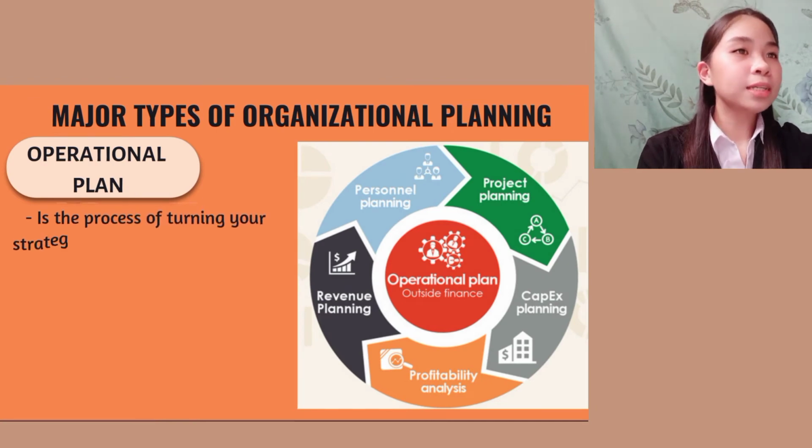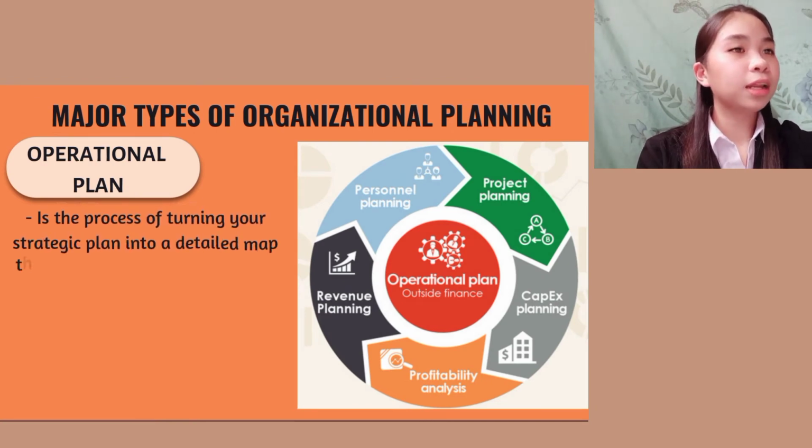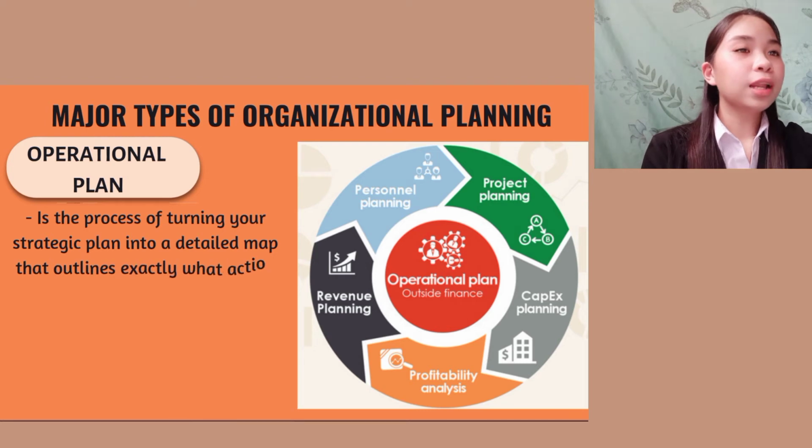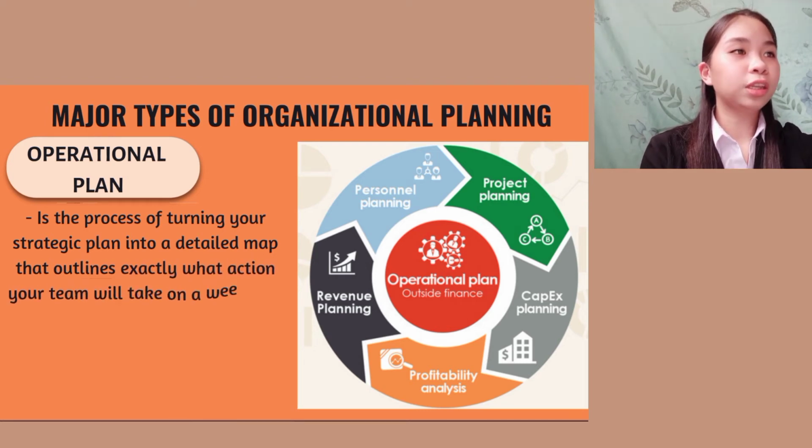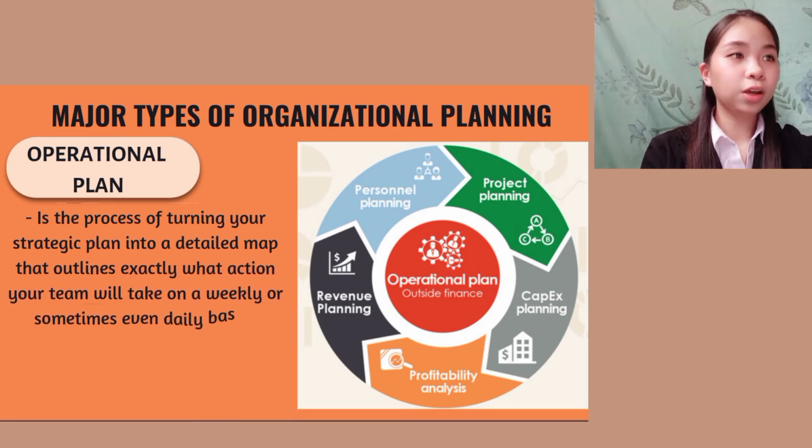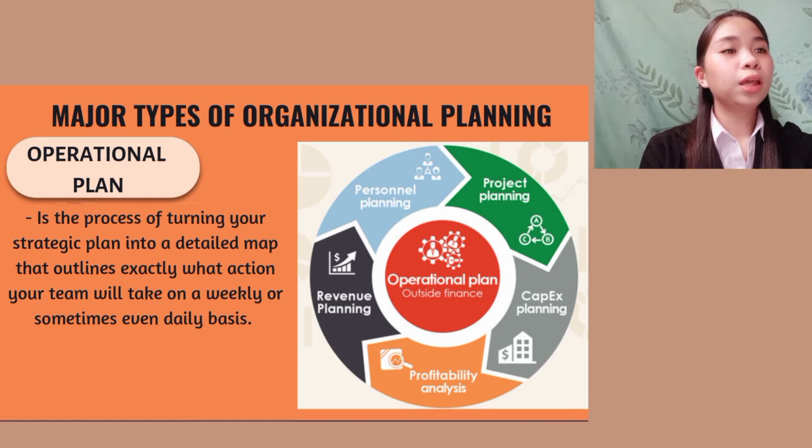Number 3 is the operational plan. It is the process of turning your strategic plan into a detailed map that outlines exactly what action your team will take on a weekly or sometimes even daily basis. The purpose of this plan is to provide organization personnel with a clear picture of their tasks and responsibilities in line with the goals and objectives contained within the strategic plan.